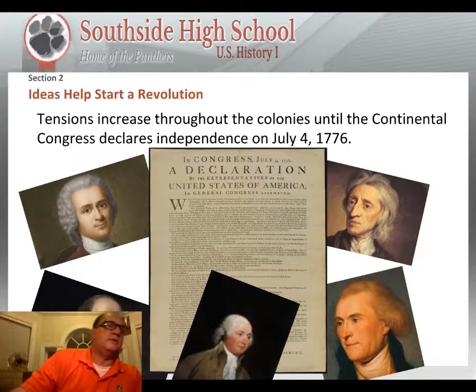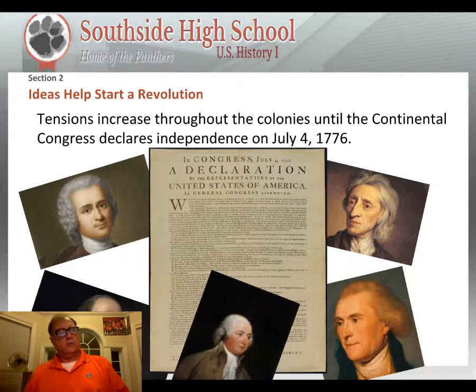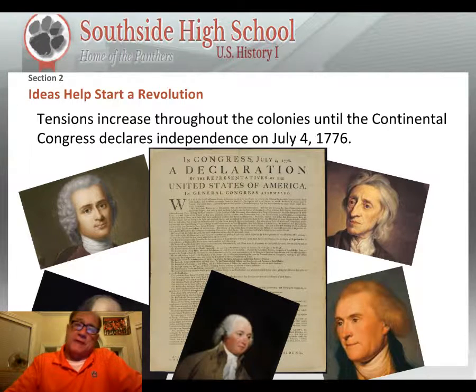Section 2 starts off about how ideas help start a revolution. Now, this is confusing to a lot of people. Ideas, how does that start a revolution? Most revolutions are started by ideas and money. And when the two are both present, you're going to have a revolution often.